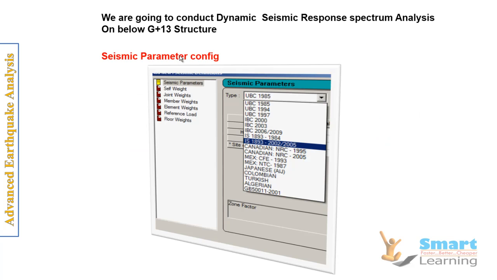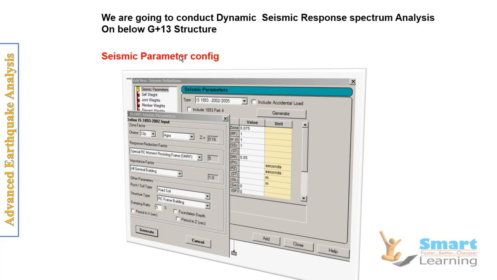So first of all, before moving to response spectrum analysis, you already know how to create the structure and assign different dimensions and properties. So once you create that, we'll move to the seismic parameter configuration and we'll look at the different codes and their compliance. And once you move inside that, based on the city or the particular zone, you can configure this factor, and based on your requirement the response reduction factor which I was talking about and the importance factor which I was talking about.